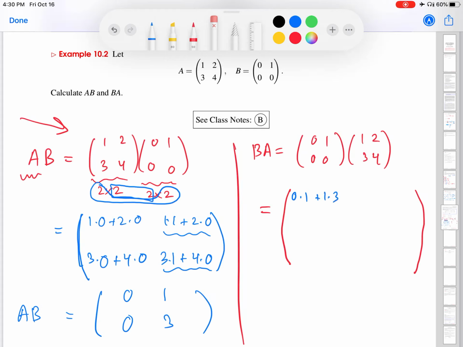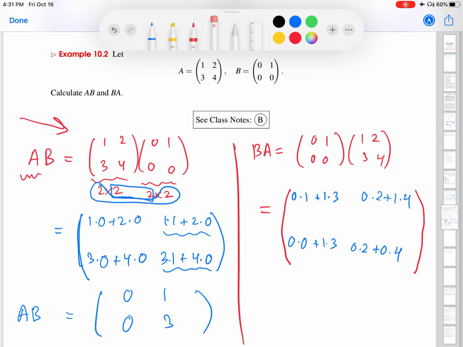All right, and then I do second row times first column, 0 times 0 plus 1 times 3. And then I swap over to the next column. First row, second column, 0 times 2 plus 1 times 4. And then, oops, I erased the 4 that went with the matrix A. And then second row, second column, so 0 times 2 plus 0 times 4.